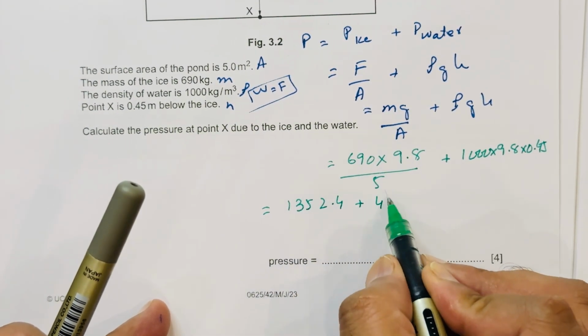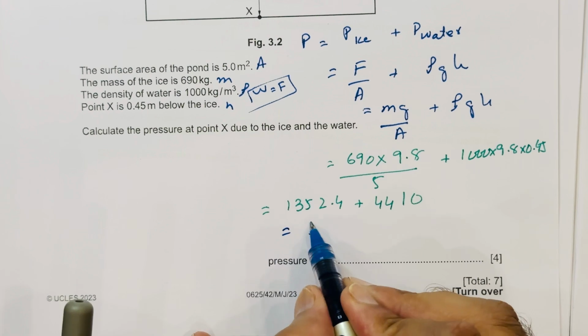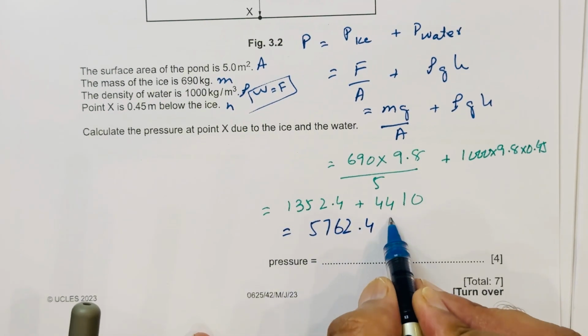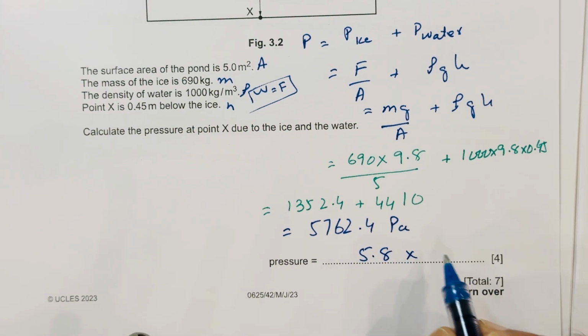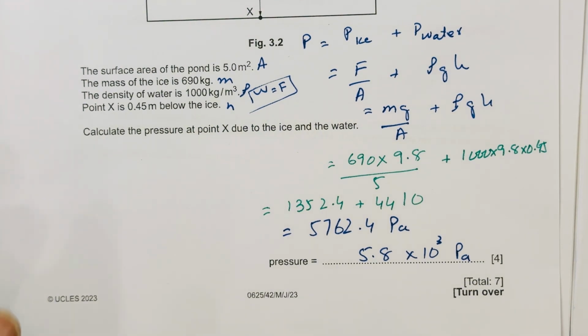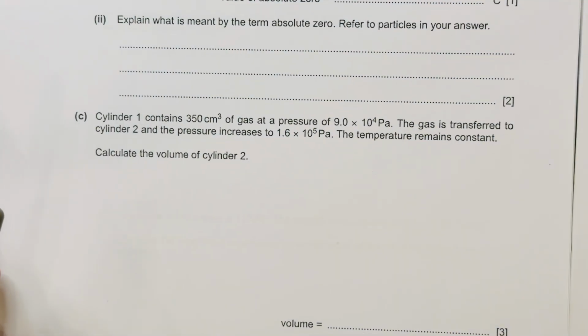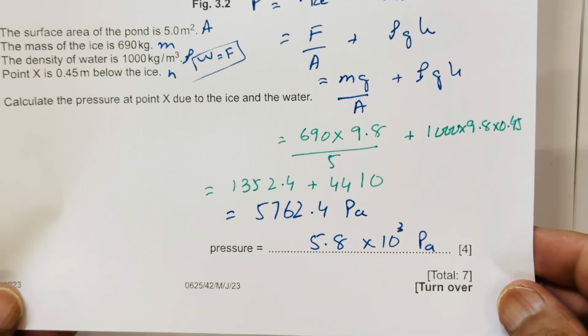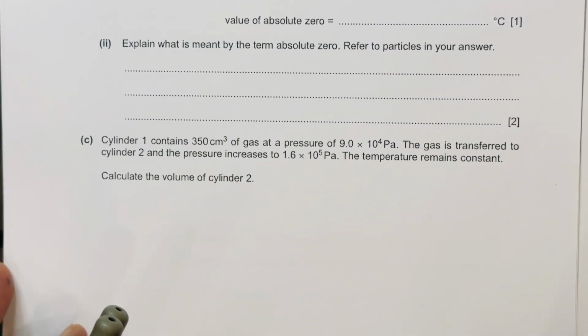So we're going to multiply these and calculate these values, and the answer would be 1352.4 plus 4410, and the final answer after adding those values would be 5762.4 Pascal. We're going to use standard form and write our answer in two significant figures like that, 5.8 times 10 raised to power 3. If you write 5.7, it would be considered right as well. Now moving to the next question, number 4. You can look back to this question and take a screenshot. Okay, now we will move to question number 4.